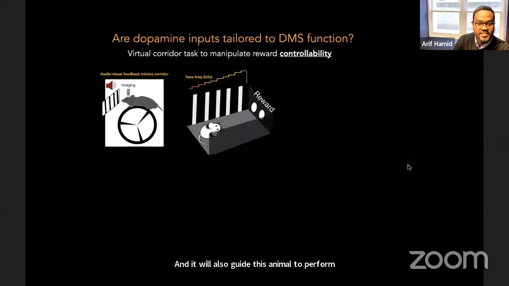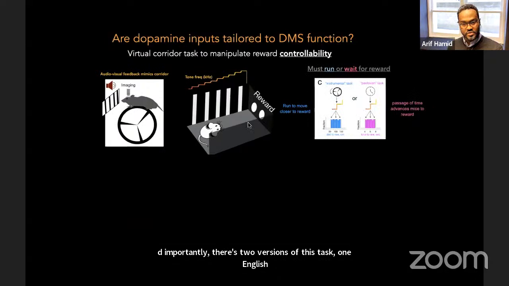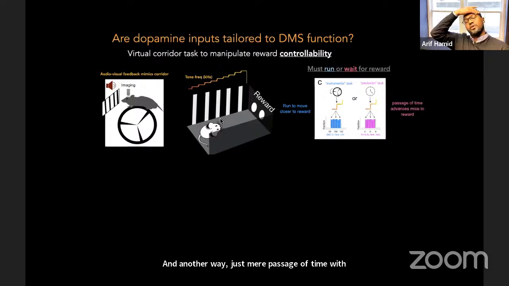So we designed a very simple mouse-friendly behavioral task that was meant to manipulate the amount of reward controllability the animal had. These head-fixed animals received audiovisual feedback that mimicked them being in this corridor. Importantly, there are two versions of this task, one in which the animal walking on this corridor displaces them through this world, and another where the mere passage of time would displace them across the world, and their actions do not yield rewards. And this is effectively what it looks like.